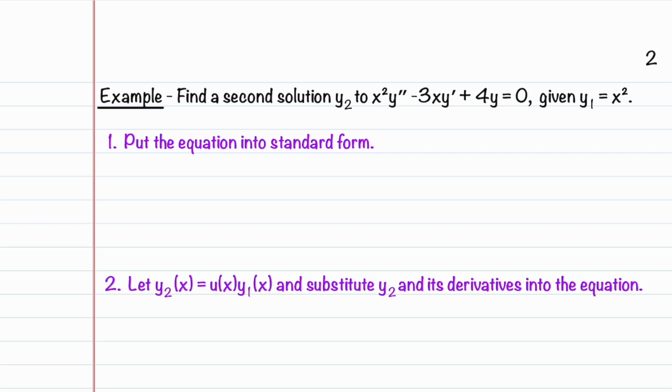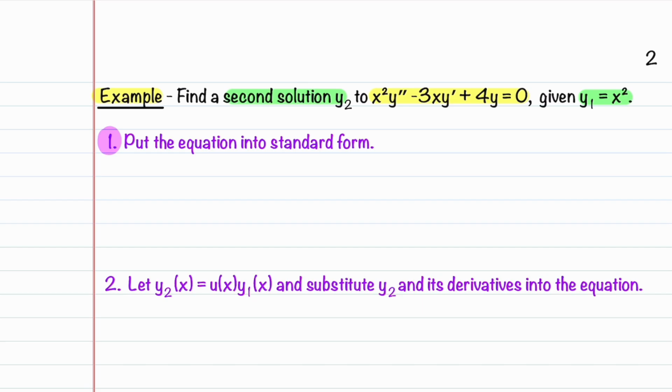We are going to walk through an example where we are going to use reduction of order to find a second solution that we're going to call y2 to a second-order differential equation, x squared y double prime minus 3xy prime plus 4y is equal to 0, given that we already know one solution, y1, is equal to x squared. The first thing that we want to do is put the equation that we've been given into standard form.